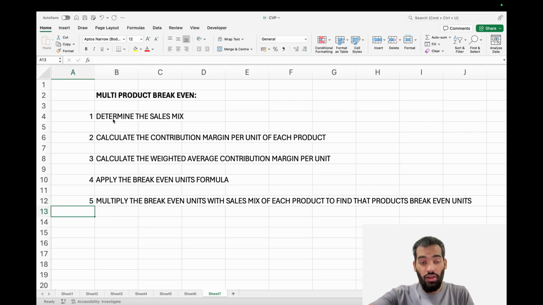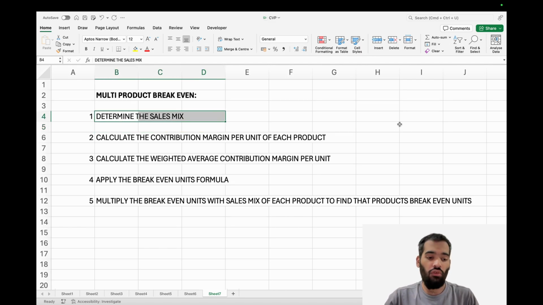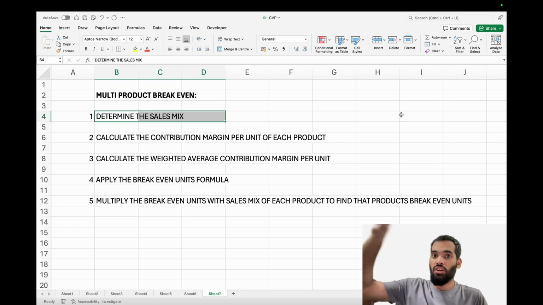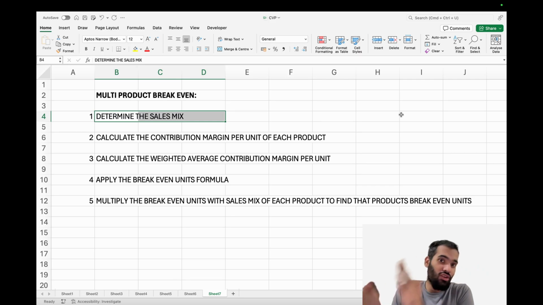Okay, so let me explain what these steps actually mean. First one is determine the sales mix. Now you have to understand that it's literally impossible for you to know the break even in a multi-product scenario if you don't have a predetermined sales mix. For example, if you don't have this idea of 30% of my sales need to be this product, 40% of my sales need to be this product, that's what we mean by sales mix. It means how much of each product you want to sell, what is the ratio of each product you want to sell, in the total 100%. So that's what sales mix is. If you're a student, it will always be given in the question, of course, there's nothing to worry about there.